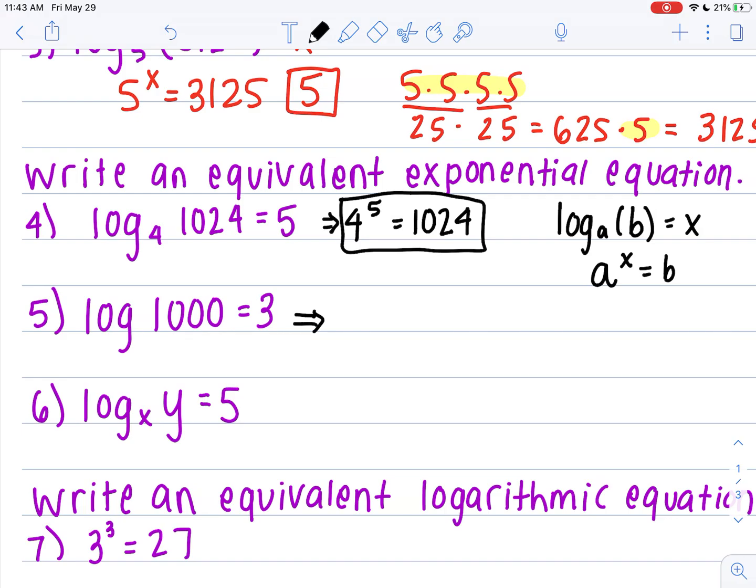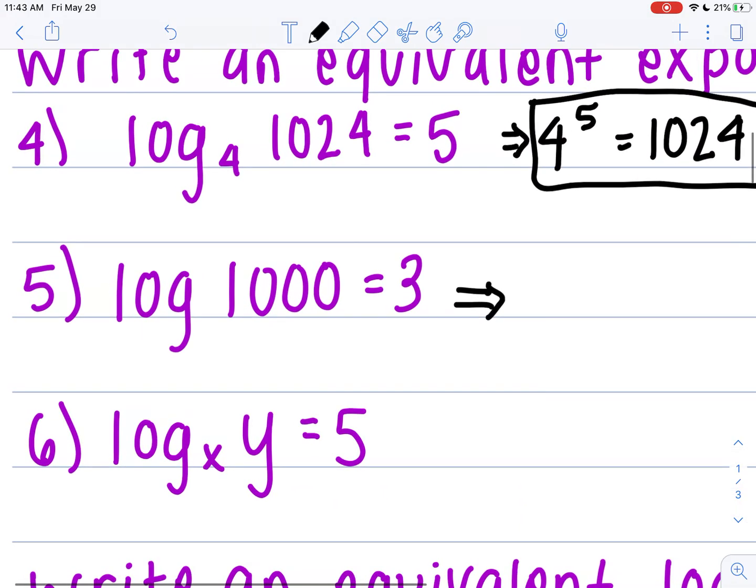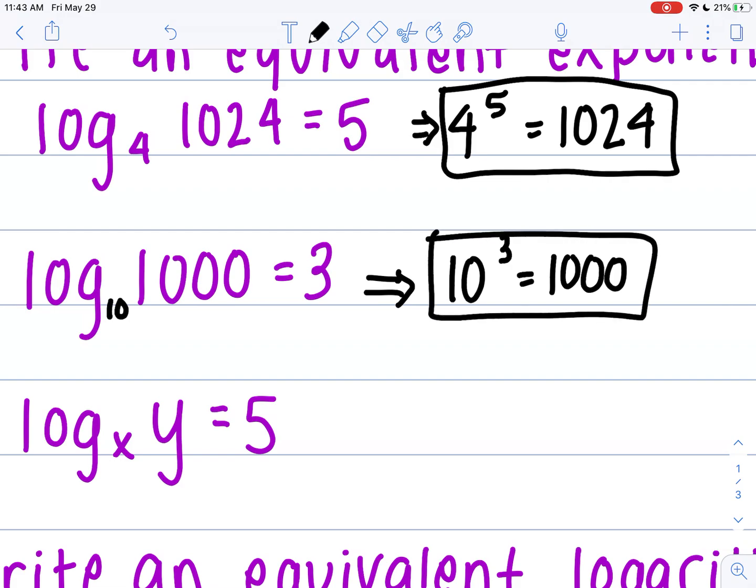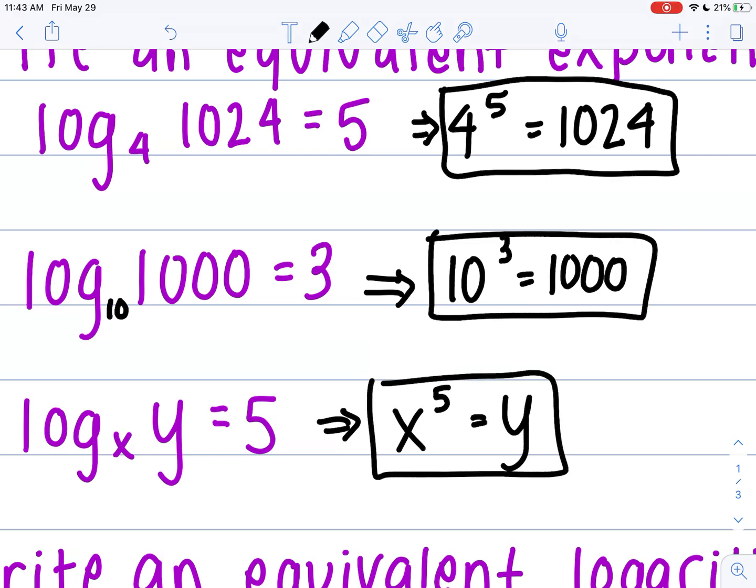Okay, now this one, if there's no number here, it's an automatic 10. So do you see how this was the original equation? If there's no number down here, it's a little 10. It's an automatic 10. So I'm going to write 10 to the 3rd equals 1,000. Okay, here this is going to be the little number, which is x, to the other side of the equal sign, to the 5th equals y. Okay, so that's how you write it, and those are your answers.